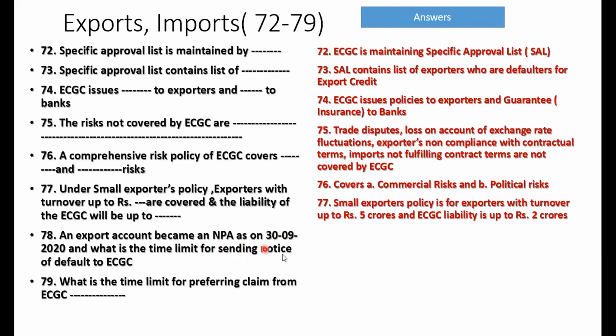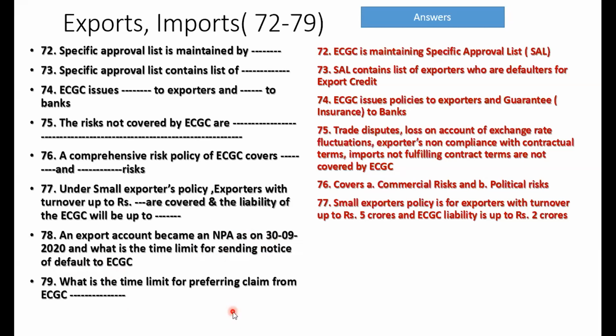The NPA has been classified on 39. Within 30 days, October has 31 days, so don't even go to the 31st. Within the next 30 days after the account becomes NPA, you have to send a notice of default to ECGC. Within another 6 months, you have to prefer the claim.